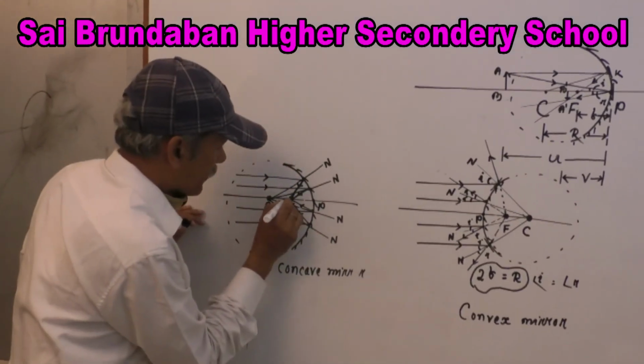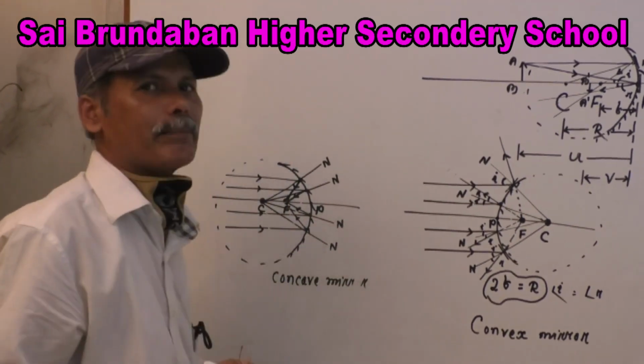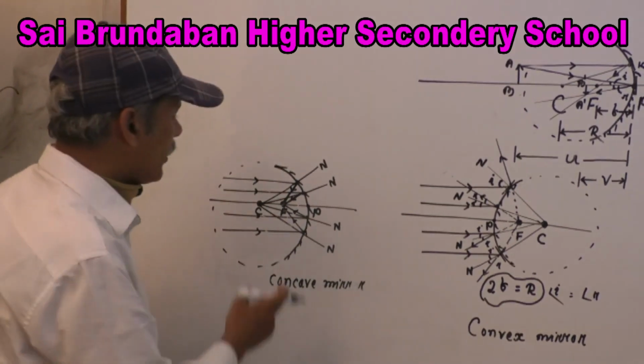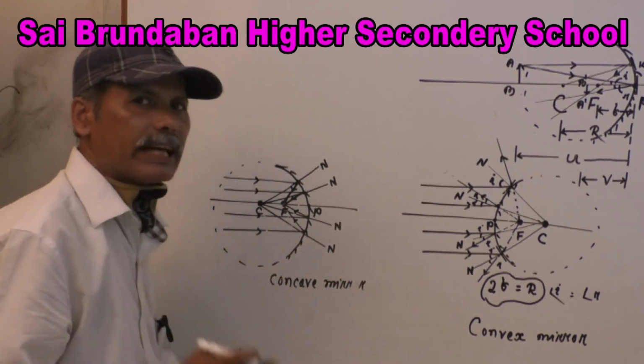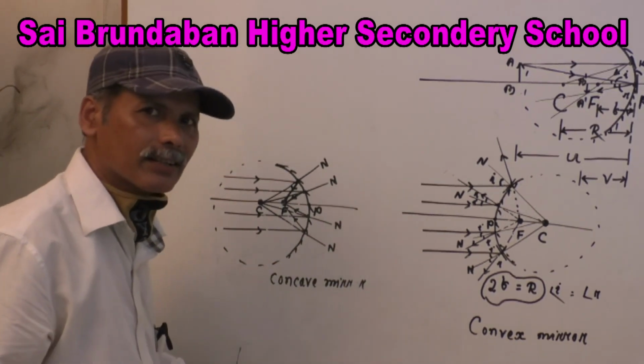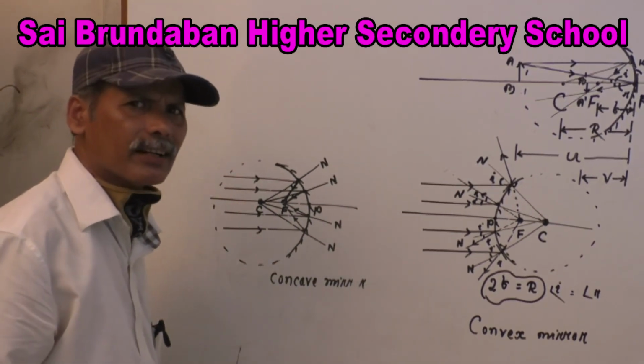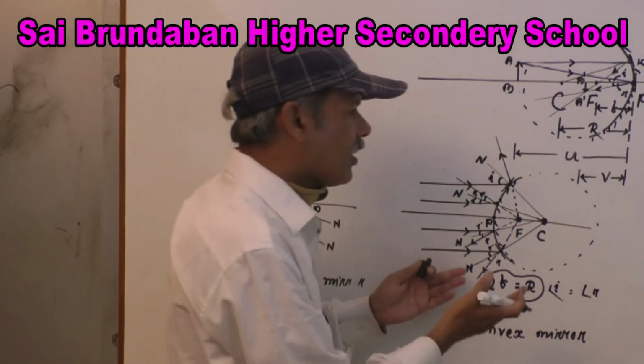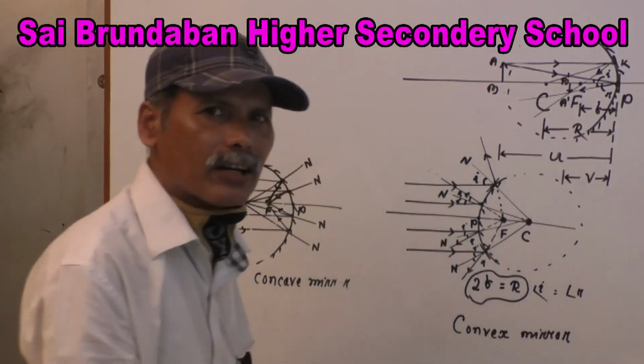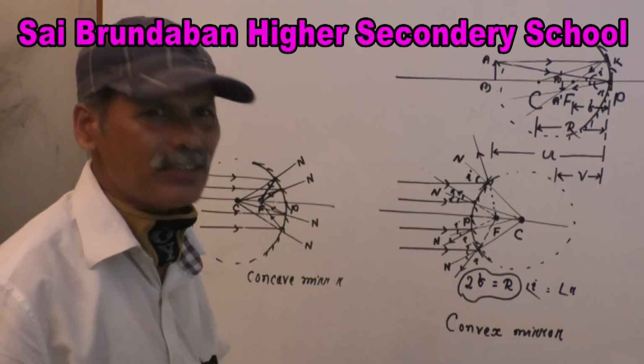So now you just tell me, the behavior of a concave mirror is what? Convergent. The behavior of a convex mirror is what? Divergent. Divergent in nature. Okay.